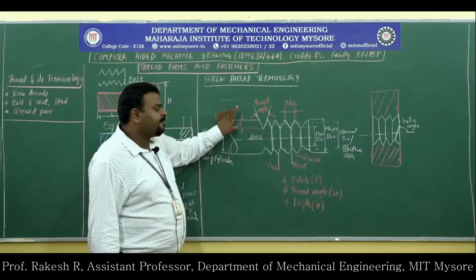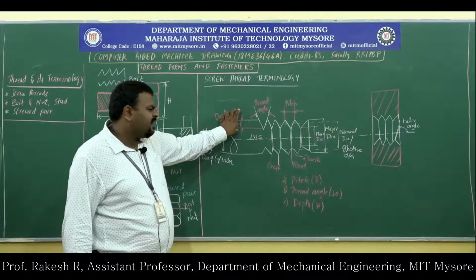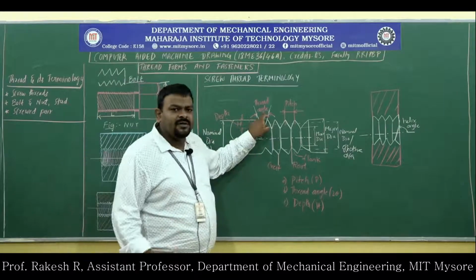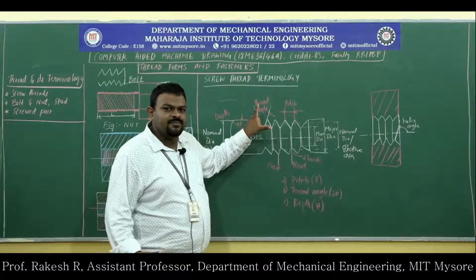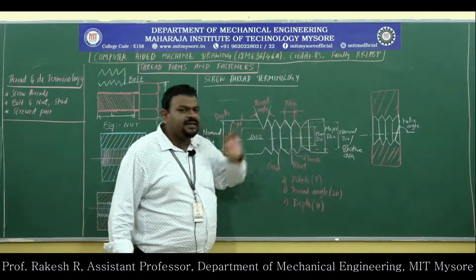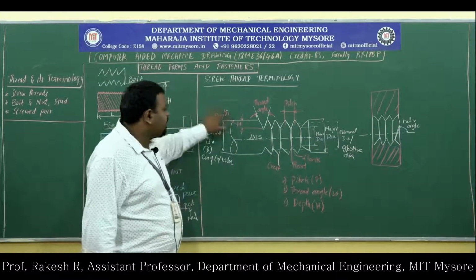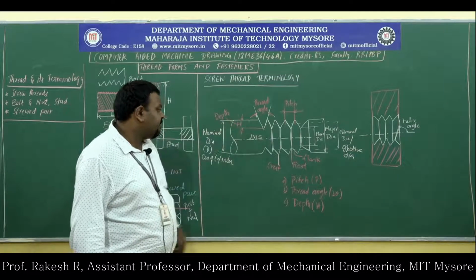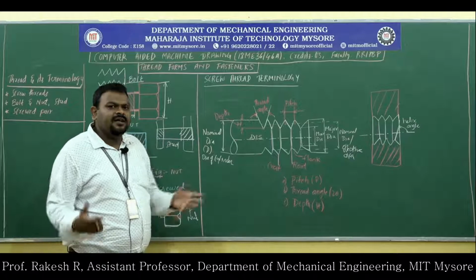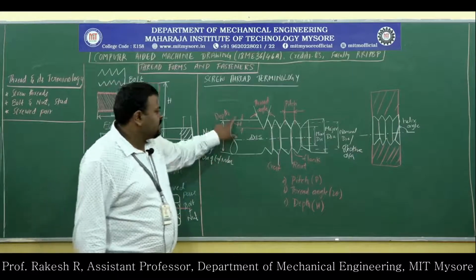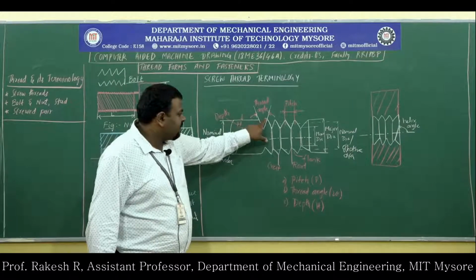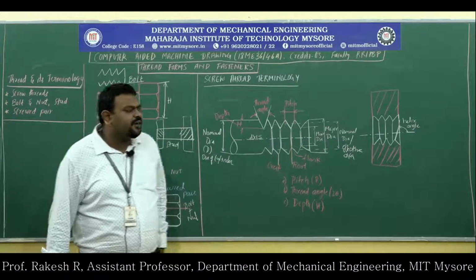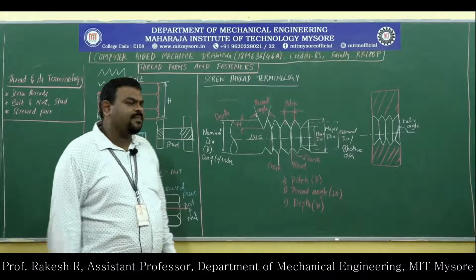Then depth of the thread, very important parameter. How much depth? V grooves, I said. How much V grooves? Again it depends upon nominal diameter, and we will be calculating what is the depth of thread. Depth of thread is denoted by H. As the name itself indicates, it is the vertical distance between crest and root. So these are the important terminologies you have to remember.